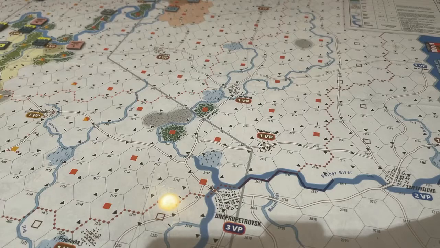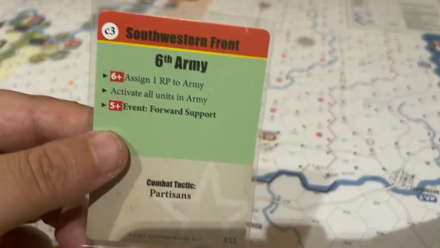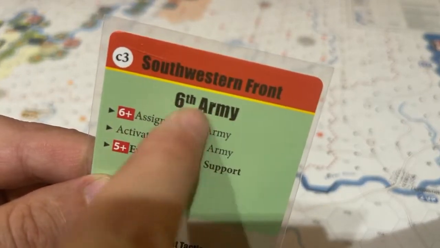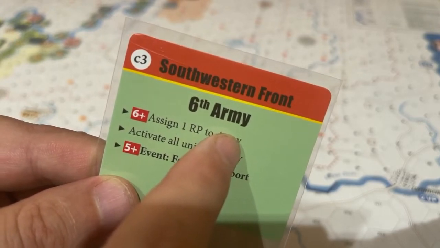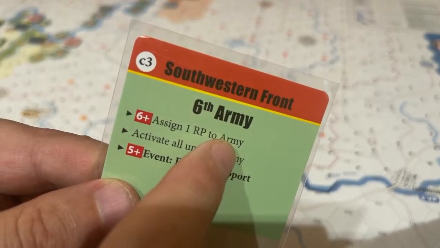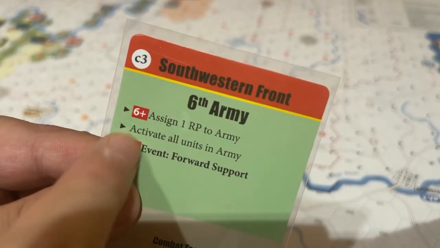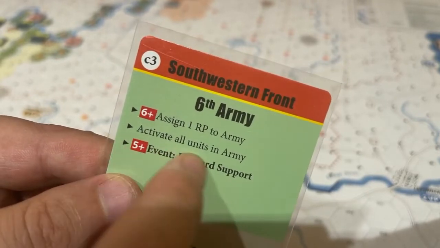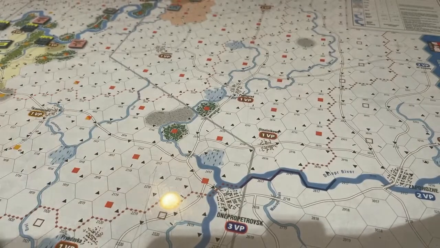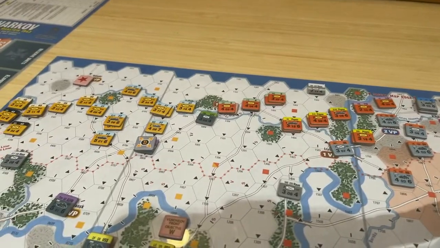So with that being said, the 6th Army is this army here with the green background, which was the one that was surrounding the white units that we just had. So the only action available to us is activate all units in the army. So we're going to do exactly that. And there probably will be some attacking, but let's go ahead and put this out here.